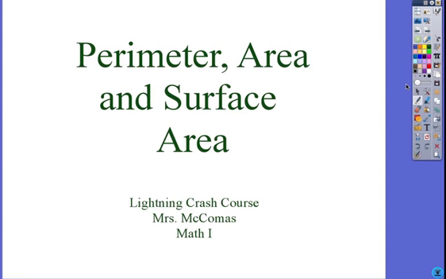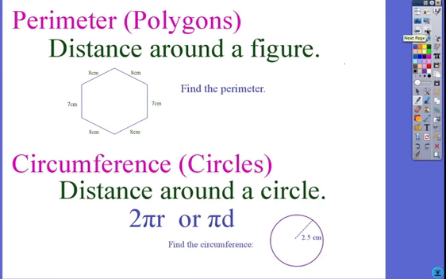Today we're going to continue with our geometry sections, and we're going to be talking about perimeter, area, and surface area today. So we're going to be talking about both two-dimensional and three-dimensional figures. We're going to move through this really quickly, but again, this should all be review for you at this point. The first thing I want to talk about is perimeter.